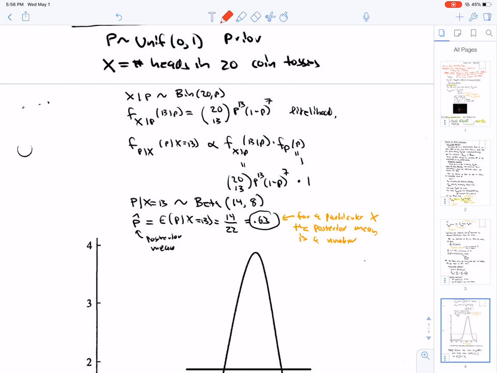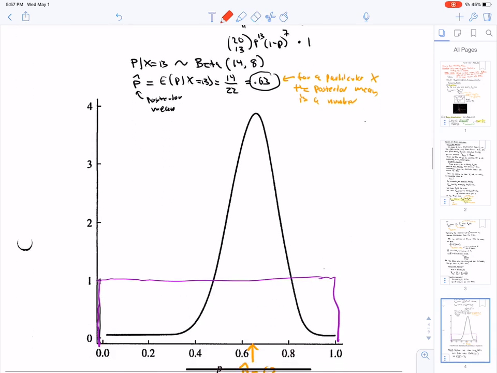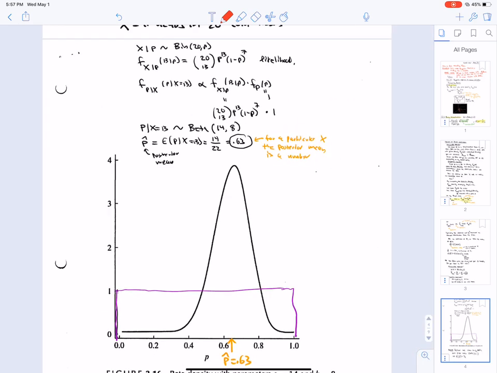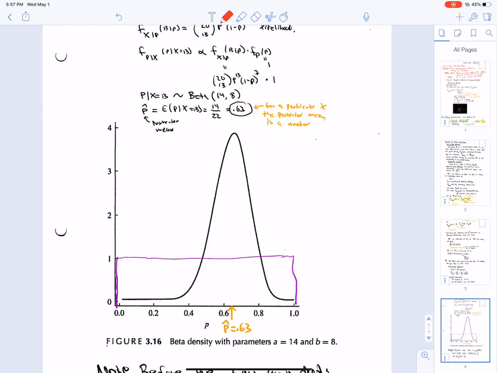So it's proportional to p to the 13, (1 minus p) to the 7, which I recognize as a beta, in particular Beta(14, 8). So then my posterior mean would be the expectation of a Beta(14, 8), which is 14 over 22. In other words, 0.63.